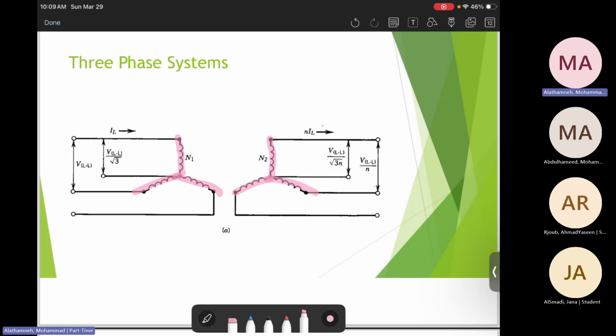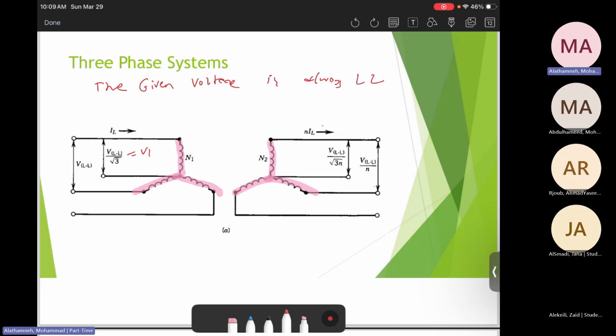So when we are dealing with Y to Y, the given voltage is every time line to line. So the given voltage is always line to line. Therefore, in order to find line to neutral, it will be line to line divided by root of 3.